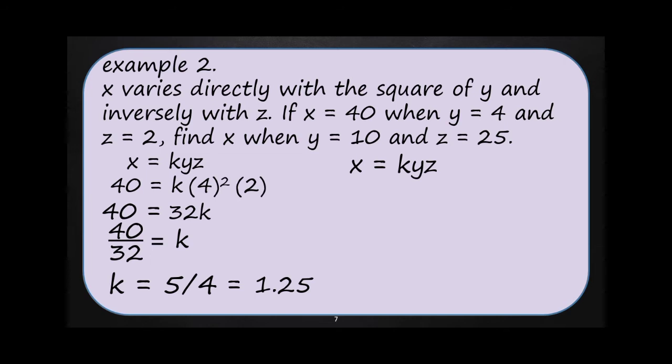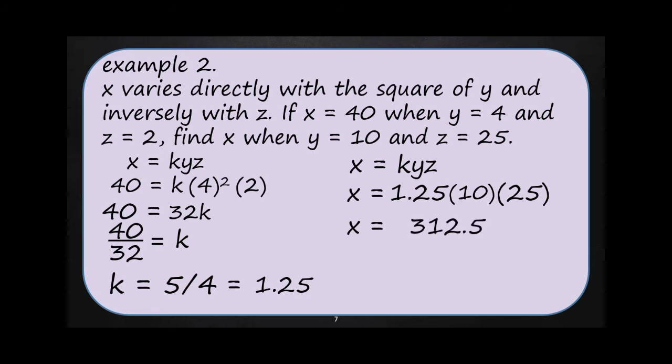So, let us use now the value of k, y is 10, and z, which is 25. So, x is equal to k, which is 1.25, multiplied by y, which is 10. Then, multiply this by 25. So, ngayon, multiply lang 1.25 by 10. That is 12.5 multiplied by 25. So, x now is equal to 312.5.